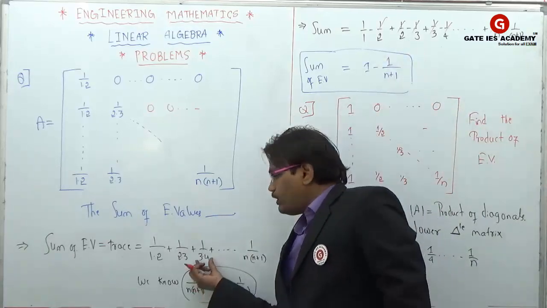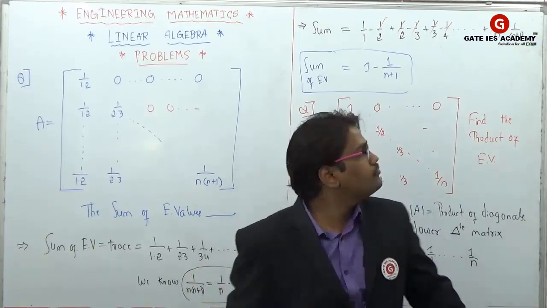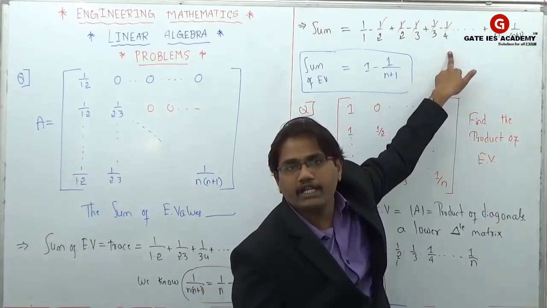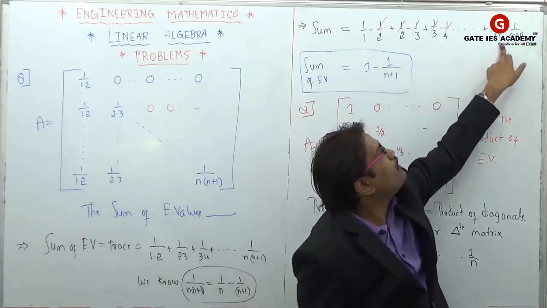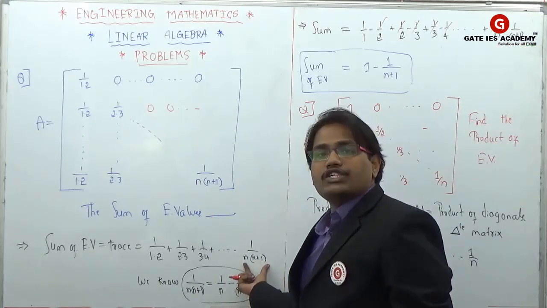And how to write 1 by 3 into 4? This is 1 by 3 minus 1 by 4. And so on, up to 1 by n minus 1 by n plus 1, the last term, right?